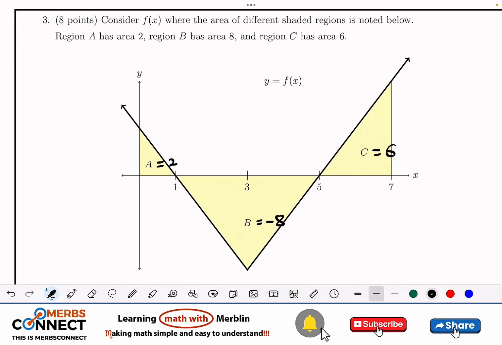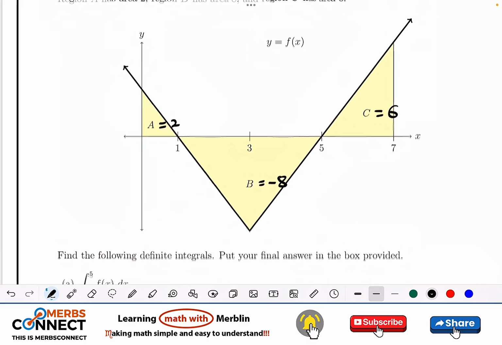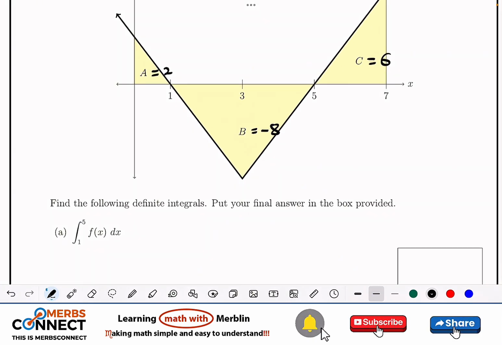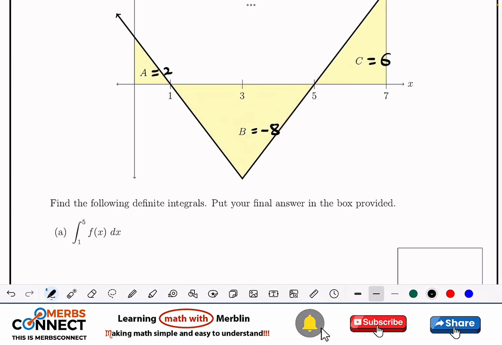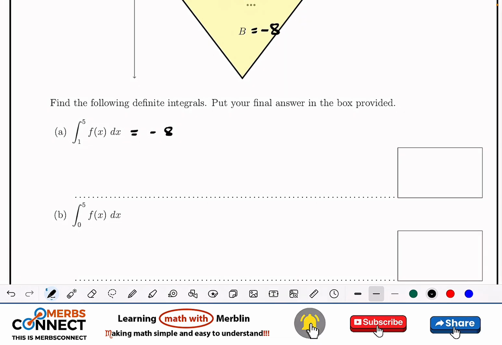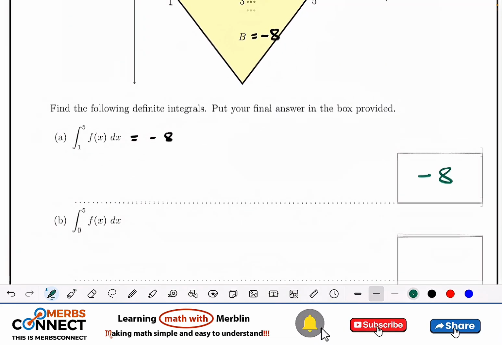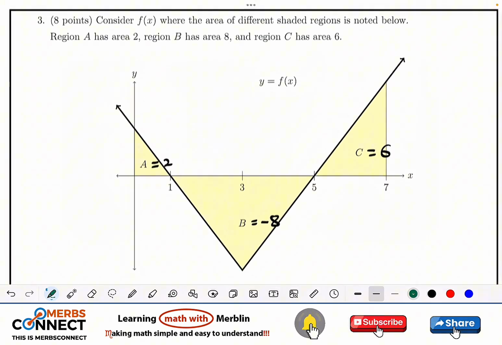Right. So now that we've done that, let's go and look for the question that they are looking for. So first, this question is looking for integration from 1 to 5. So where's 1? 1 is here, 5 is here. So it means that we want to look at the area here. And it's already given, what is 8. So this is going to give us -8. So I need to just put my -8 here.